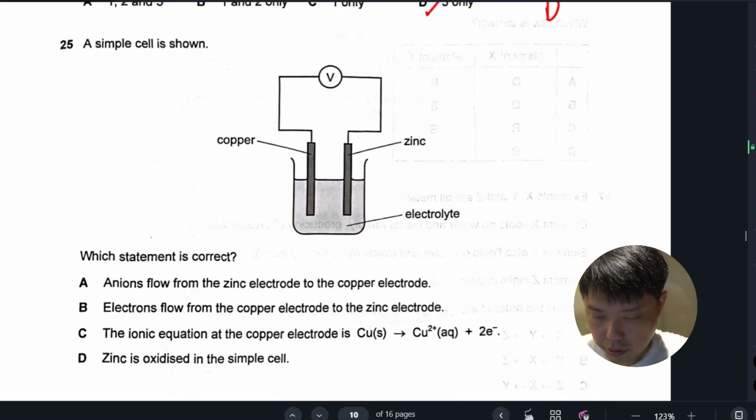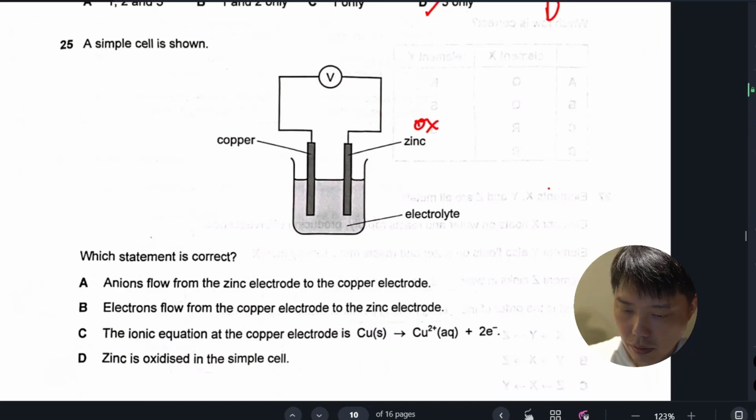Okay, let's look at question 25. You have a simple cell. Which statement is correct? Okay, so if you look at the reactivity, zinc is going to be oxidized and copper is going to be reduced, on the left side. Okay, so anions flow from zinc to, no, it's not anion, it's electrons flowing. So the electrons will go this way.